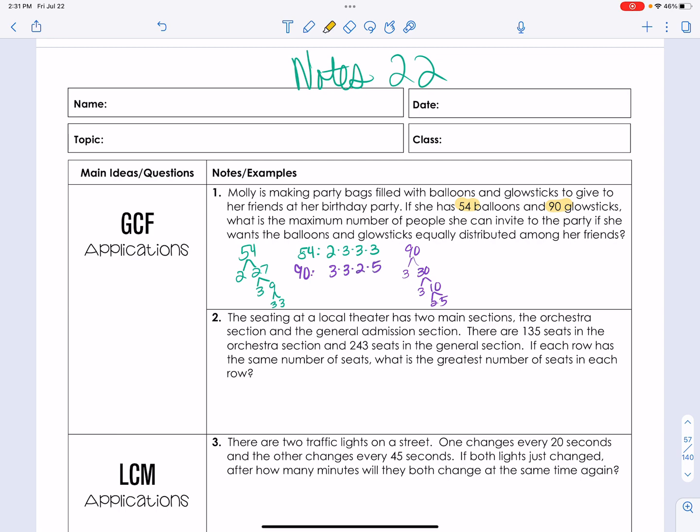So to do the greatest common factor, sometimes this is actually easier. They have the 3's in common and the 2. So my greatest common factor is 9 times 2, which is 18. So she can invite 18 people. And each person would get 3 balloons and 5 glow sticks. They didn't ask for this, but that's how this helps you.